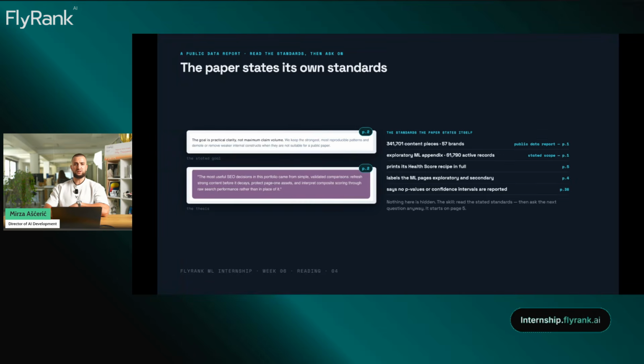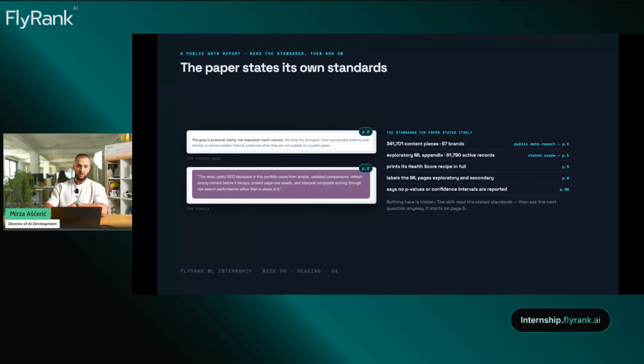First, let's be fair. This paper shares information from many places. It looks at more than 340,000 pieces of information from 57 brands. And it also looks at 61,700 active records.